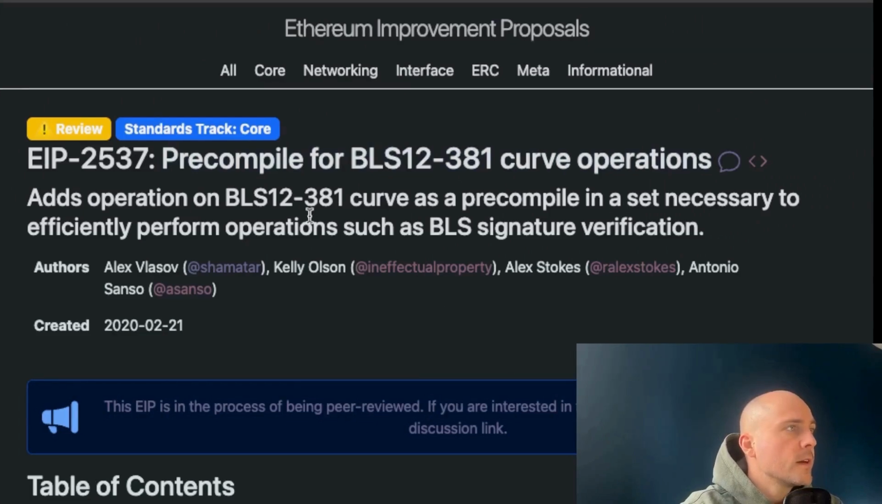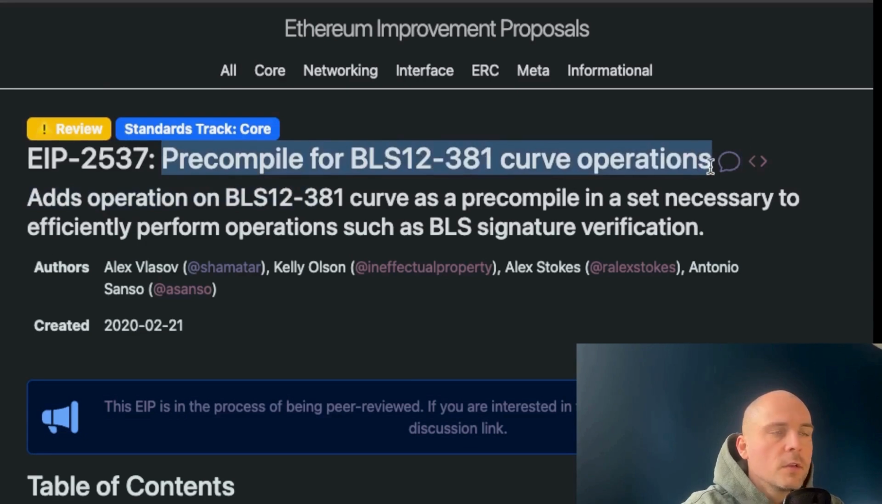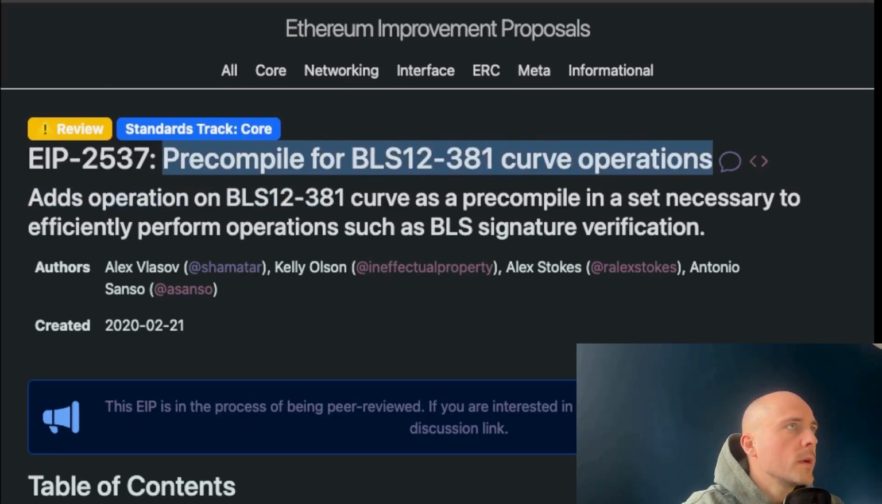All right, so let's get started. So looking at the spec of EIP 2537 itself, in the title it says precompile for BLS 12381 curve operations. So first things first, what are precompiles?